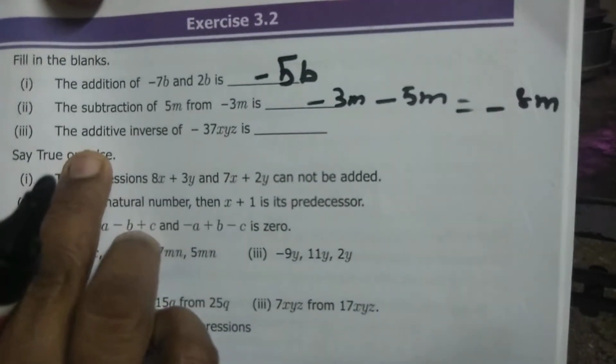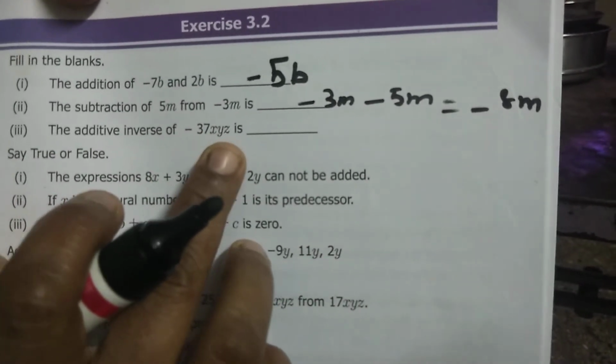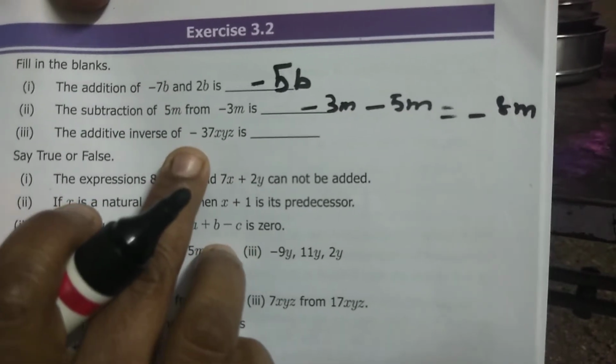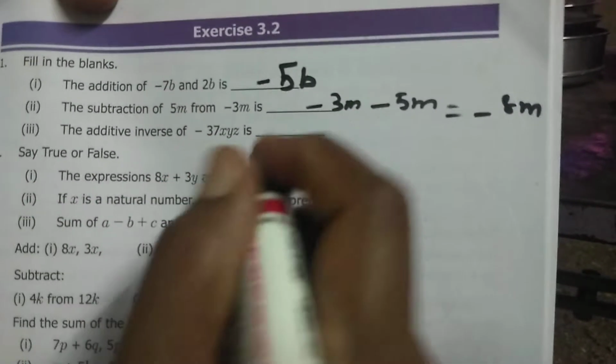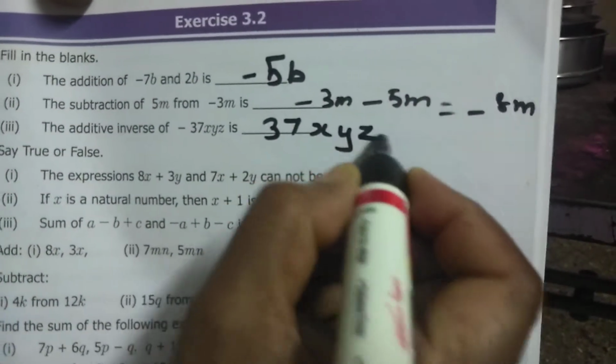And then the third one, the additive inverse of minus 37xyz. Additive inverse means that if a minus is given, we write plus. So the answer is 37xyz.